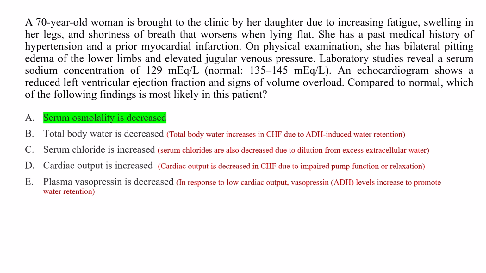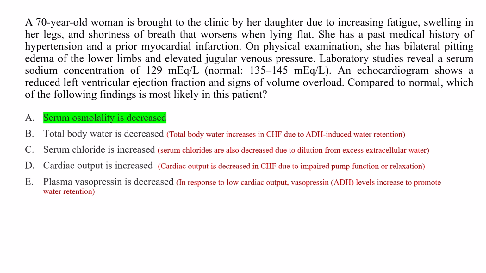Let's have a look at why the other options are incorrect. Option B is incorrect because total body water is increased and not decreased in congestive heart failure due to the compensatory mechanism of antidiuretic hormone release. And option C is incorrect because serum chloride is also decreased due to the dilutional effect of excess water in the extracellular fluid compartment.